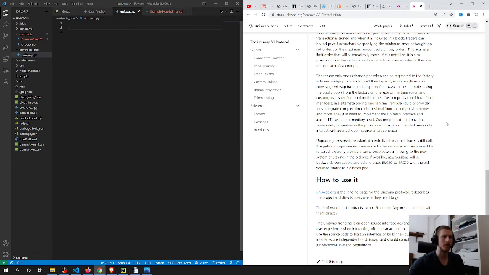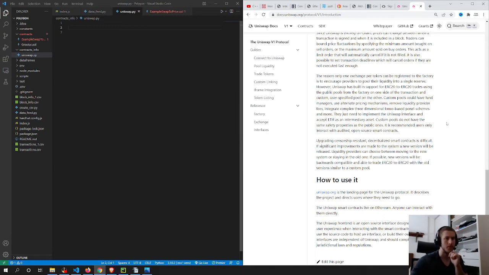Custom pools could have fund managers use alternate pricing mechanisms, remove liquidity provider fees, integrate complex three-dimensional FOMO-based Ponzi schemes and more. They just need to implement the Uniswap interface and accept ETH as an intermediary asset. Custom pools do not have the same safety properties as the public ones. It is recommended users only interact with audited open source smart contracts.